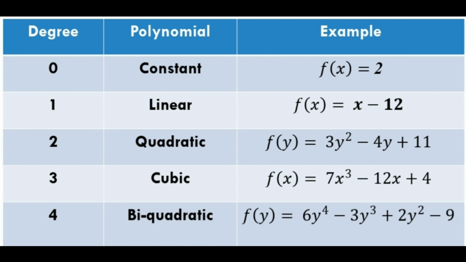A biquadratic polynomial has degree 4. Like example 6y power 4 minus 3y cube plus 2y square minus 9. So, this is how we can name the polynomials on the basis of their degrees. Just revise once again. A polynomial of degree 0 is a constant polynomial. Degree 1 is a linear polynomial. Degree 2 quadratic. Degree 3 cubic. And degree 4 is a biquadratic polynomial.